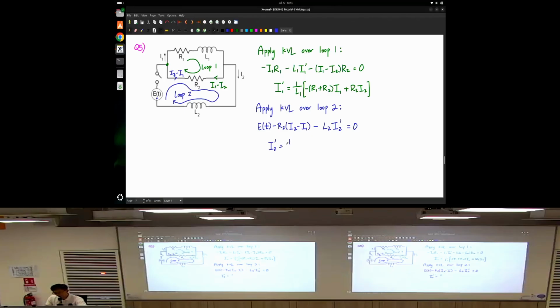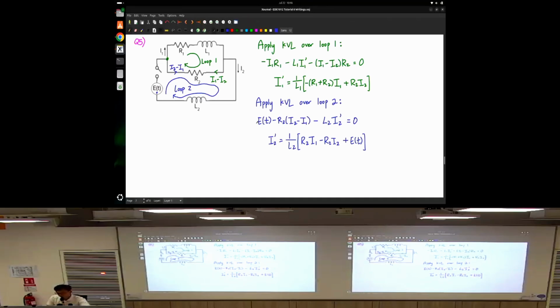Okay, so if you look at this equation and rewrite it, isolating I2 prime, you're going to get 1 over L2 multiplied by R2 times I1, then minus R2 times I2, then plus E of t. Plus E of t divided by L2. Minus, why? Because this thing is brought across, so this one will remain positive.